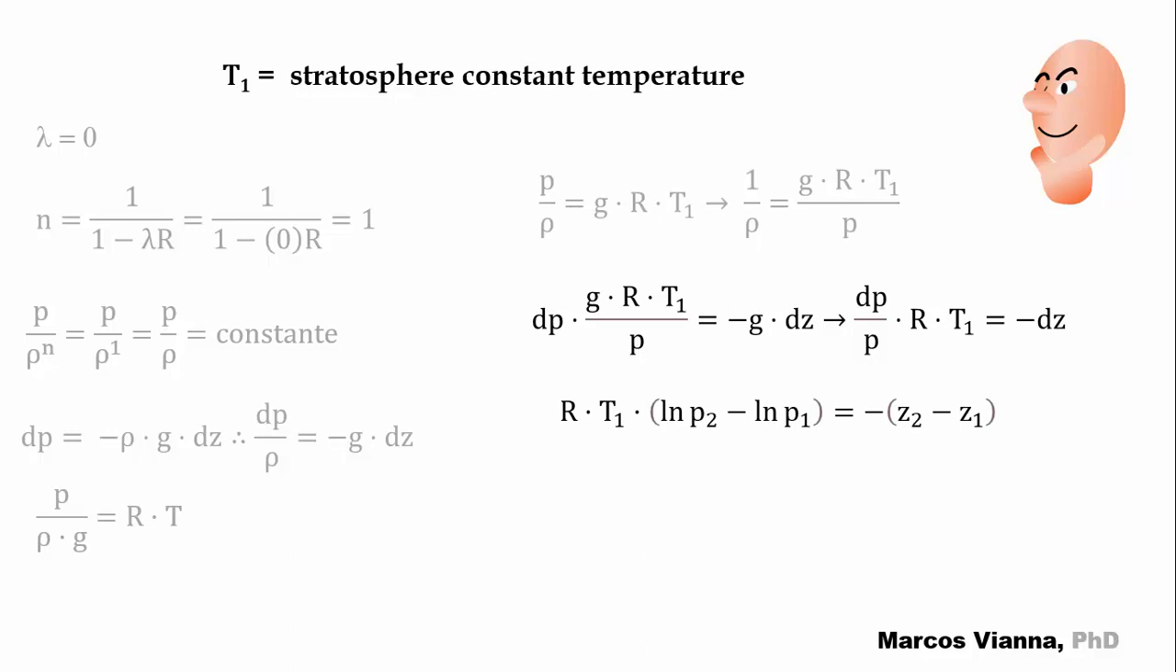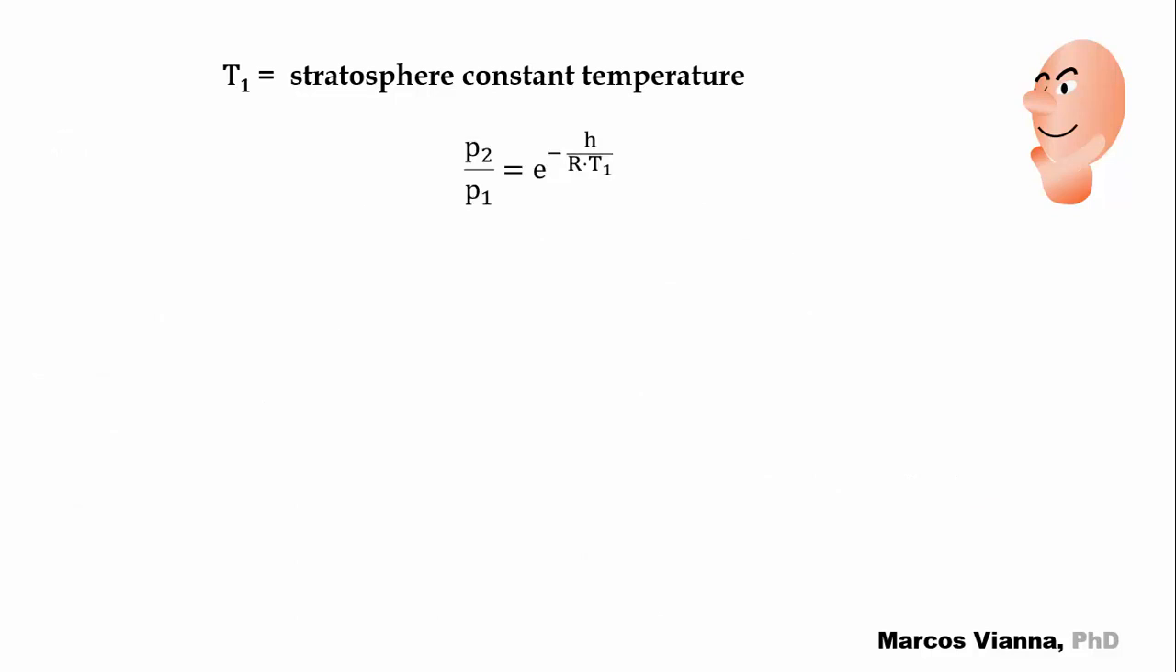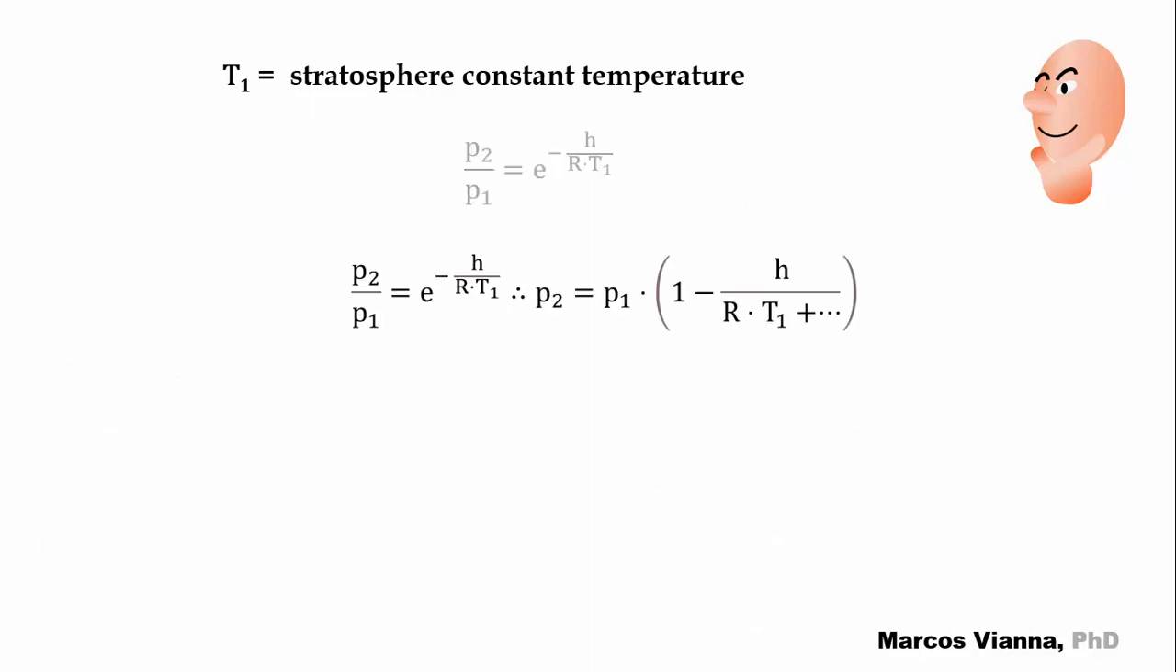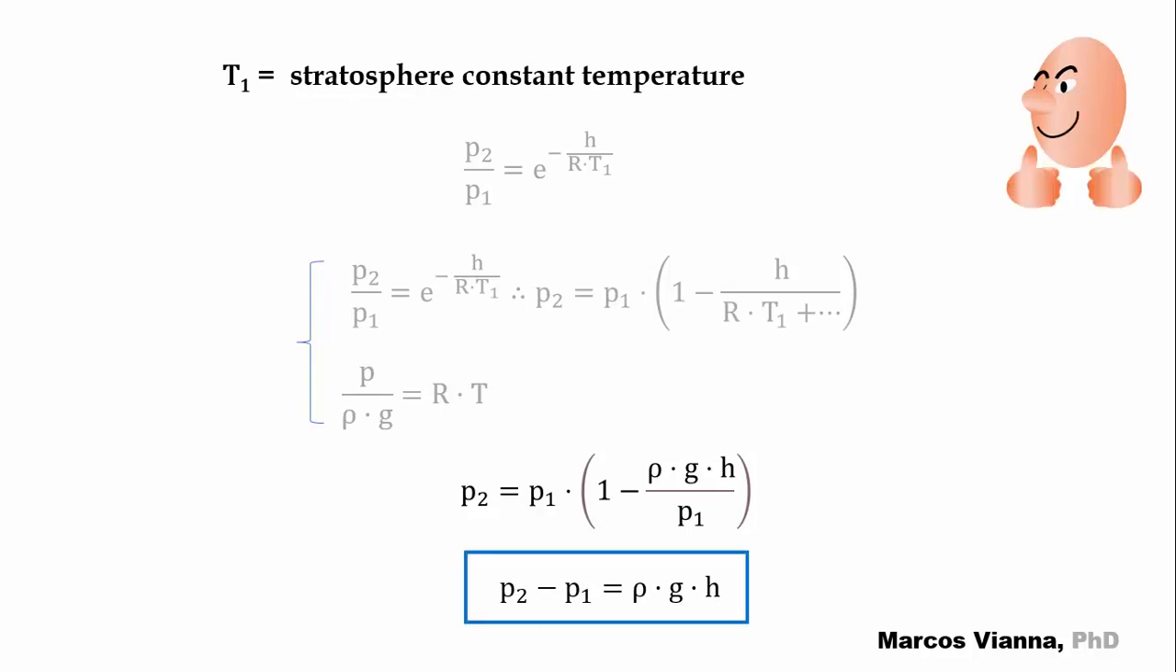It's easy to do it. This is what it looks like after integration. Let's rearrange it. If we call Z2 minus Z1 equals H, the expression looks nicer. Okay, there's still room for a little more algebra. We can use the Taylor series for e to the x in this expression. Now it's easier to use. Or, knowing that P over ρg equals RT, we find this new relationship, which then turns into this. Just take a look at it. Now, this expression is very important to us.